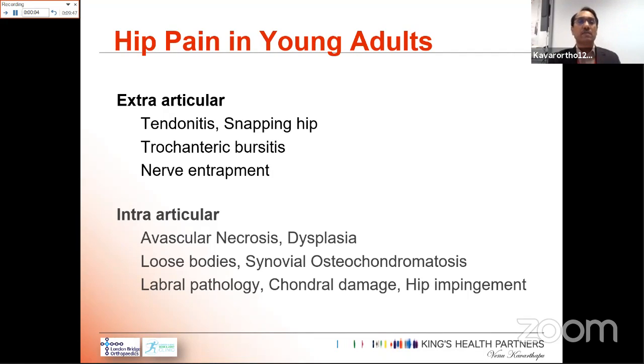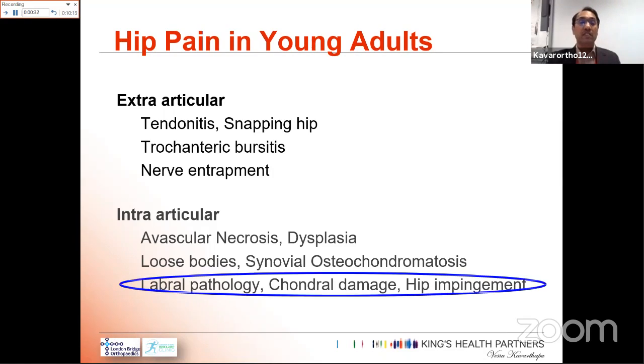So let's brush up on this topic of hip pain in young adults, and you can label it as extra-articular and intra-articular. The extra-articular sources can be from the tendons and other structures around the hip region. For the intra-articular, at that time, avascular necrosis was still very common, as were synovial chondromatosis and dysplasia. But there was a newer concept coming into our clinical picture at that time: labral pathology, chondral damage, and this new phenomenon called hip impingement.